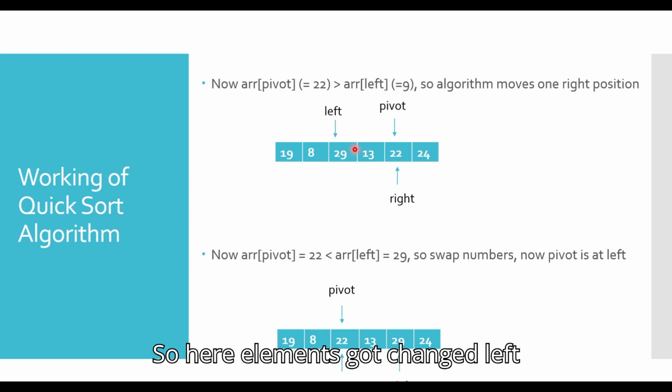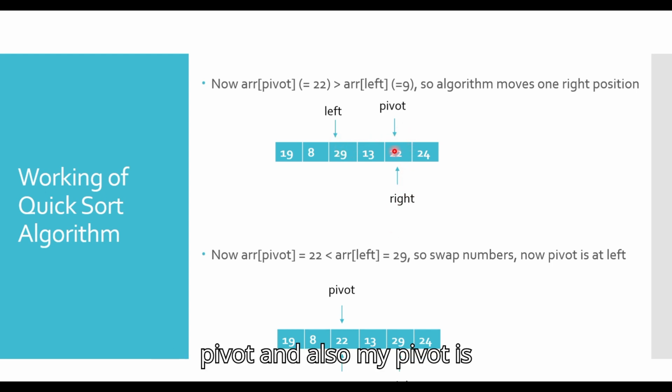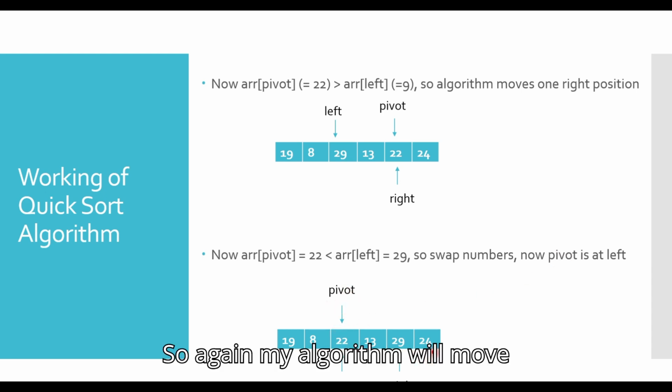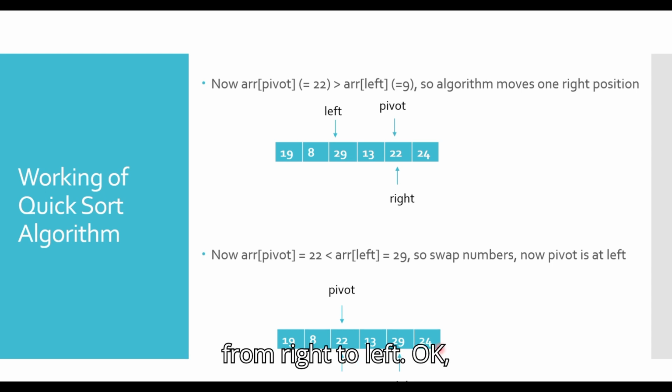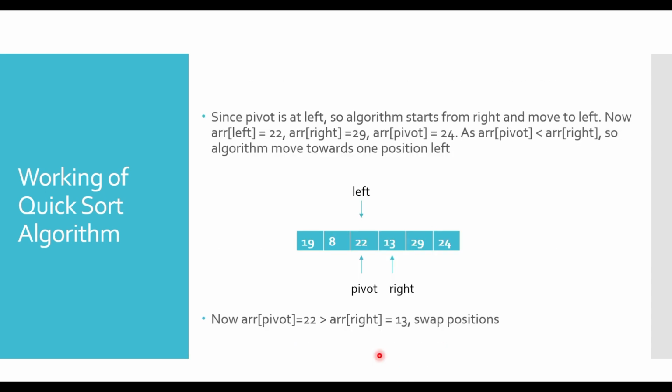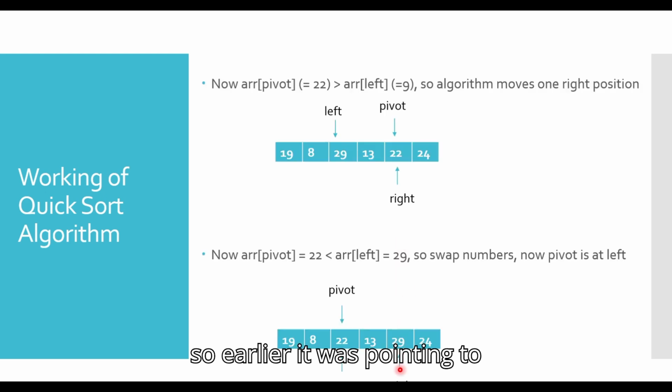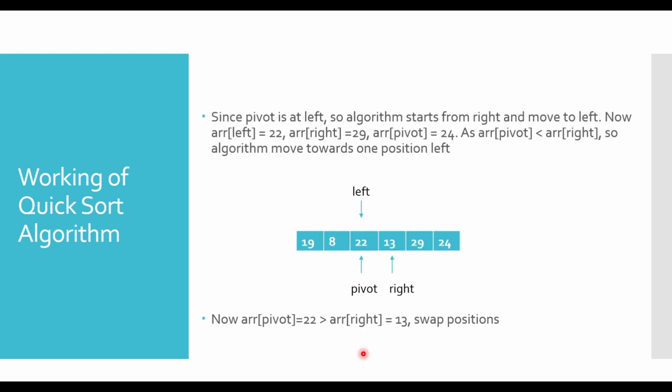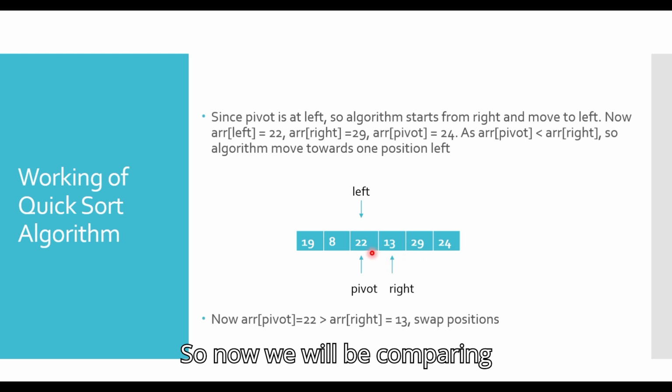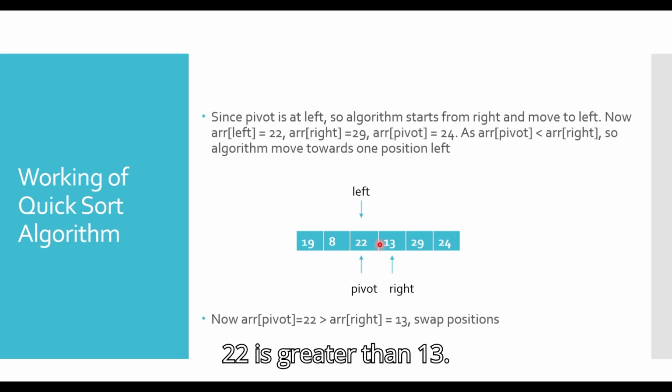So here the elements got changed, left pivot, and also my pivot is now pointing to the third index, that is 22. So now pivot is on the left side. So again my algorithm will move from right to left. Earlier it was pointing to 29, so now it moves one position ahead, like 13. So now we will be comparing 22 is greater than 13.